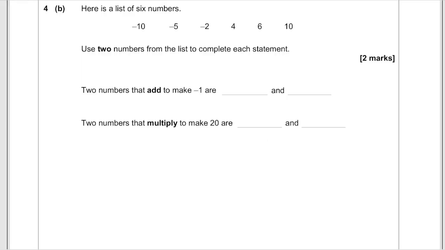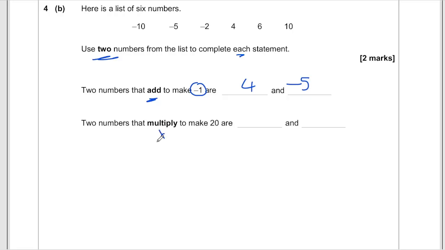So here are a list of 6 numbers. Use 2 numbers from the list to complete each statement. So 2 different numbers that add together to make -1. So one number has to be bigger by 1. Well, I've got 6 and 5, 4 and 5. They're the ones I'm going to be looking at. And I need to make it a -1. So I'm going to have to do 4 take away 5, which would give me -1.